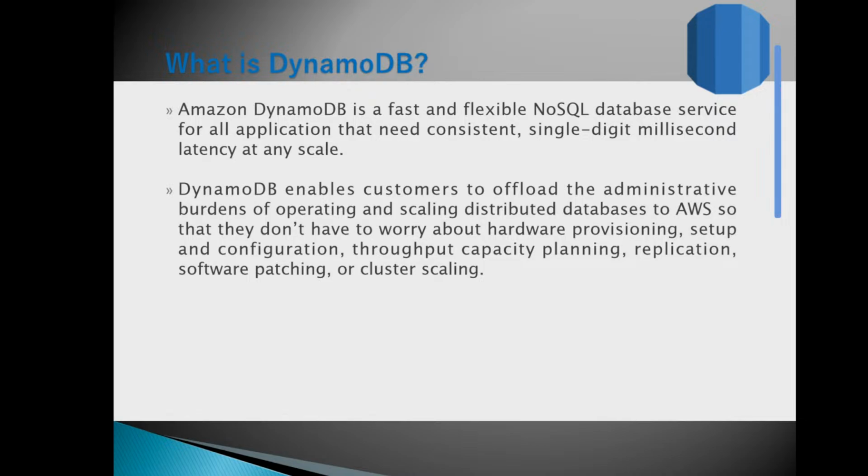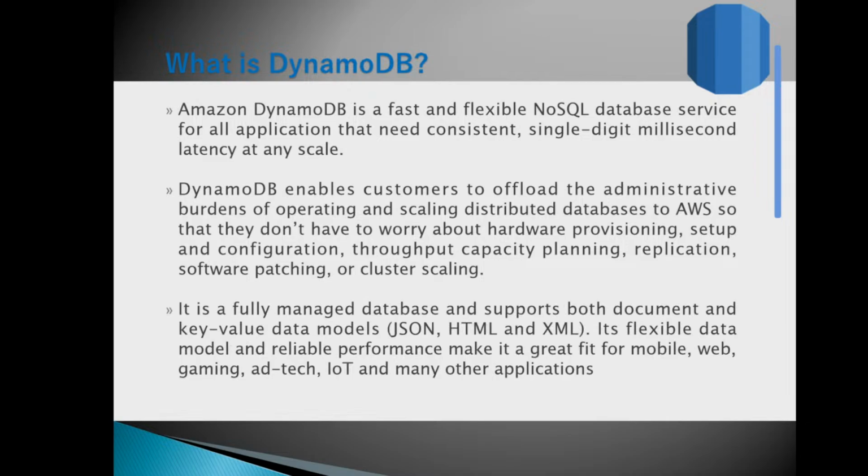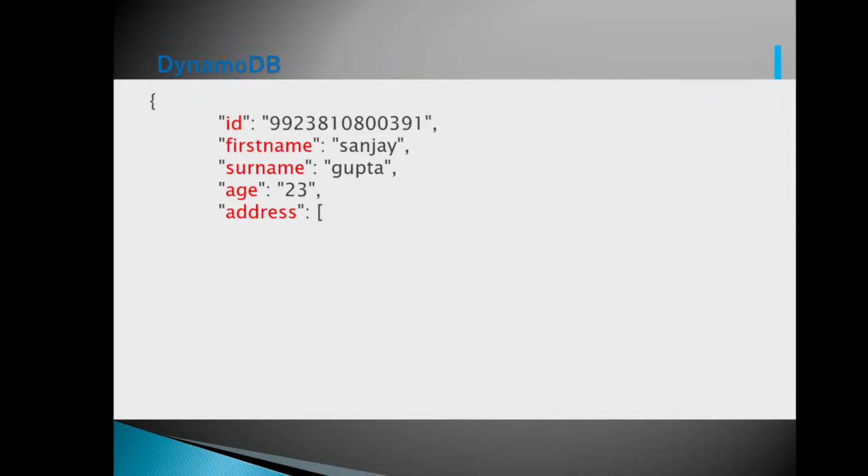Even the scaling. DynamoDB is highly scalable, which means it will automatically scale up as per the demand. It is a fully managed database and supports both document and key-value data models, JSON, HTML, XML. Its flexible data model and reliable performance make it a great fit for mobile, web, gaming, ad tech, IoT, and many other applications. It's very fast and fully managed. So this is the structure of a NoSQL database.